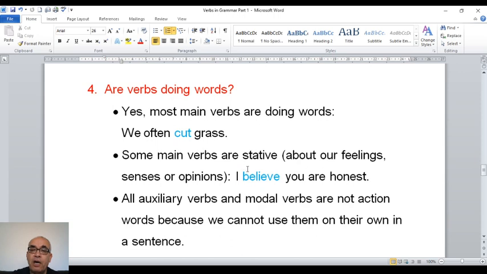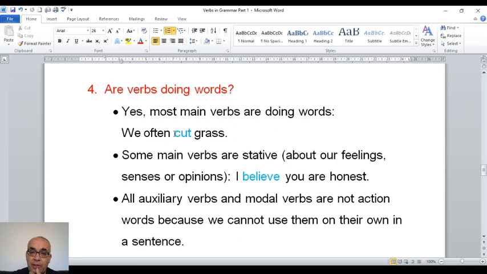Number 4. Are verbs doing words? Yes. Most main verbs are doing words. Doing words means there is action. We often cut grass. So cut is a verb. It is a doing word. Cut is a doing word because there is action in cut.